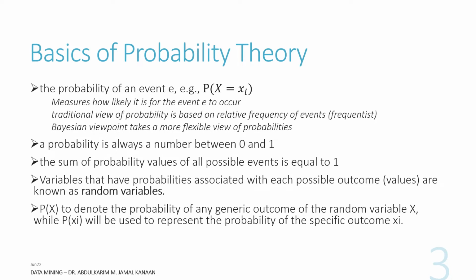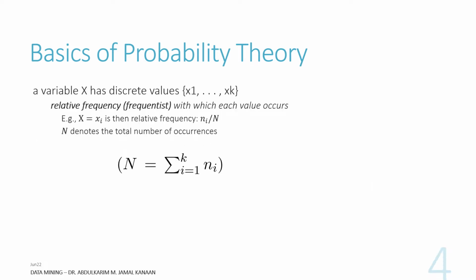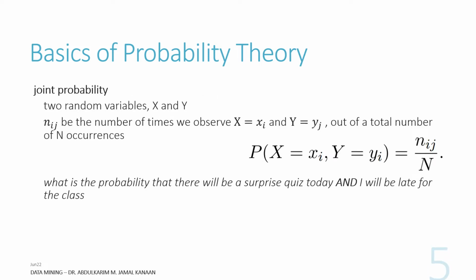So P(x) denotes the probability of any generic outcome of random variable x, while P(xi) will be used to represent the probability of a specific outcome. Again, we're emphasizing that we look for the relative frequency, or what is called frequentist, where you look at the number of occurrences for a value inside the dataset divided by n, which denotes the total number of occurrences.